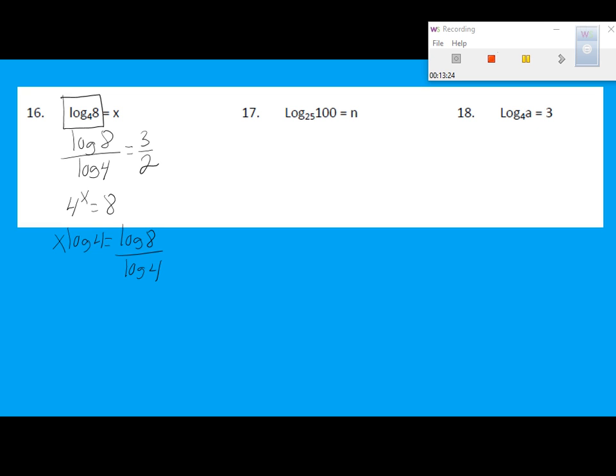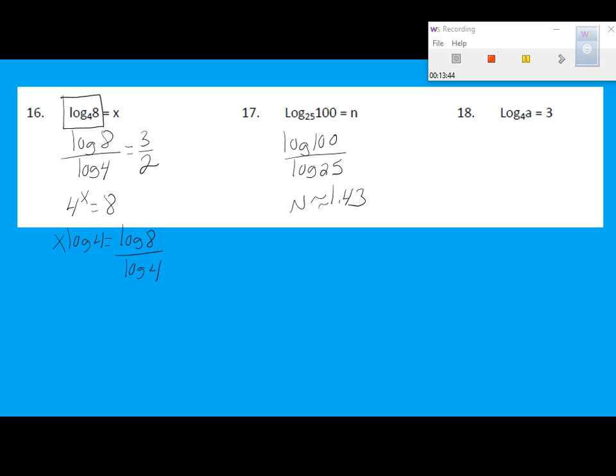17 is another one. 25 to some power is going to equal 100. So what we're going to type in is log of 100 over log of 25. Get n to be about 1.43.